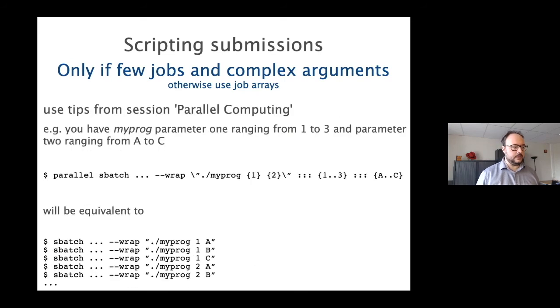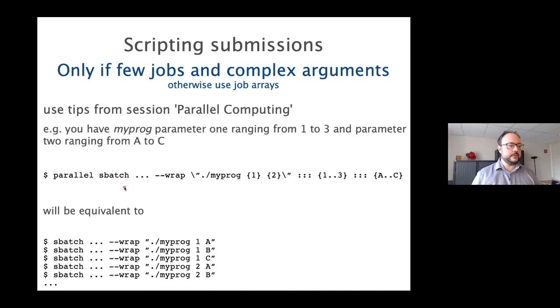You can also use parallel. If you remember from the parallel computing session, I talked about parallel. It's exactly the same, using parallel and then sbatch and then the parallel options. With this single line, I will not explain too much. You can have a look at the slides of that parallel computing session to understand, but this single line is equivalent to all these lines with all the pairwise possibilities, 1A, 1B, 1C, 2A, 2B, 2C, and so on.